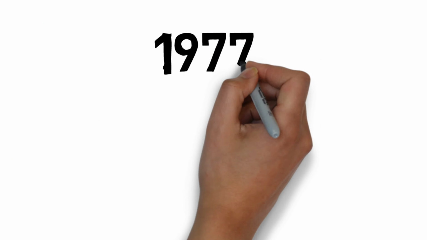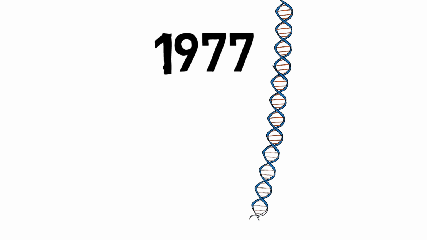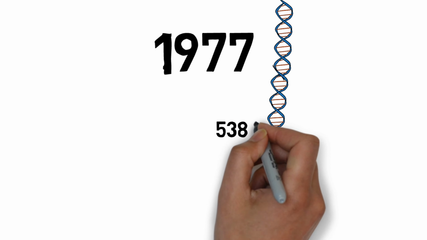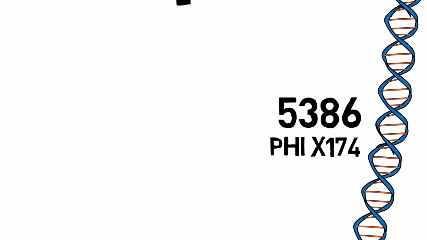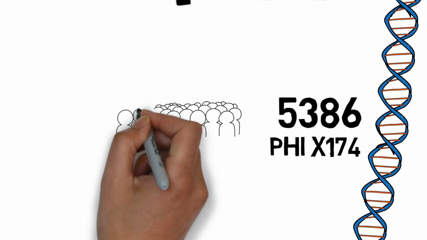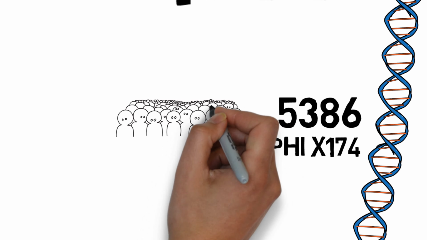Later on, in 1977, a guy managed to do just this. He successfully mapped all 5,386 base pairs of the virus PhiX174. After this discovery, gene sequencing continued to develop, opening up new possibilities across the whole spectrum.